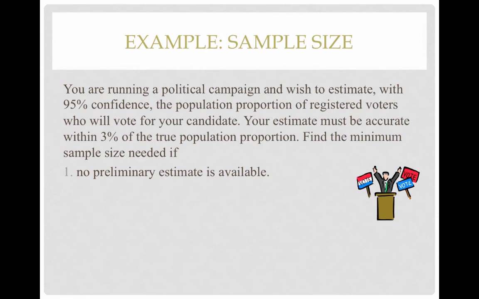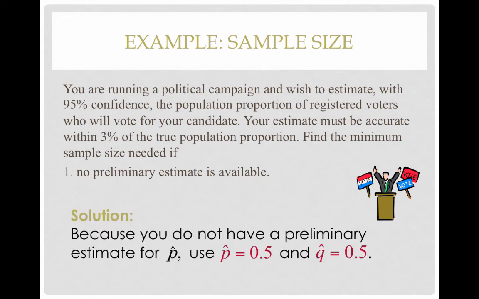You are running a political campaign and wish to estimate with 95% confidence the population proportion of registered voters who will vote for your candidate. Your estimate must be accurate within 3% of the true population proportion. Find the minimum sample size needed if no preliminary estimate is available. Okay, so we have no preliminary estimate. That means we're going to use p hat and q hat as both 0.5.